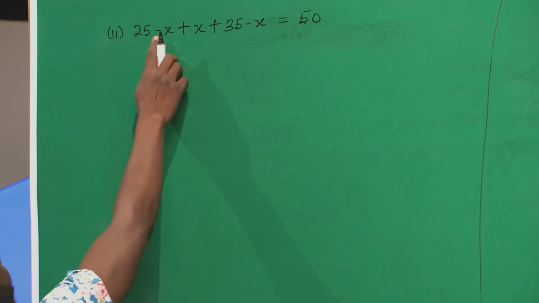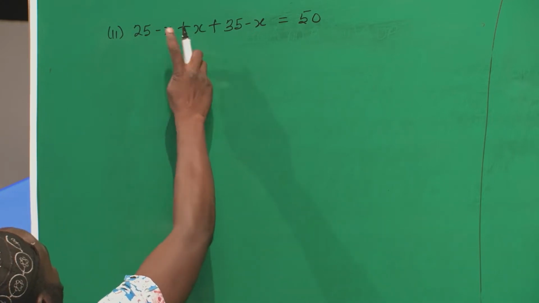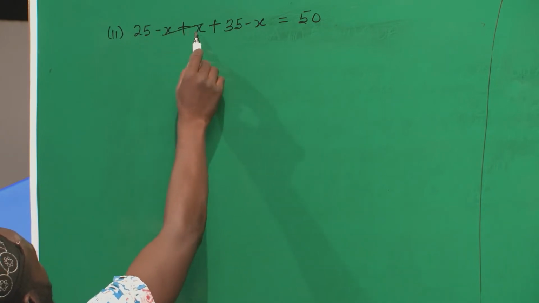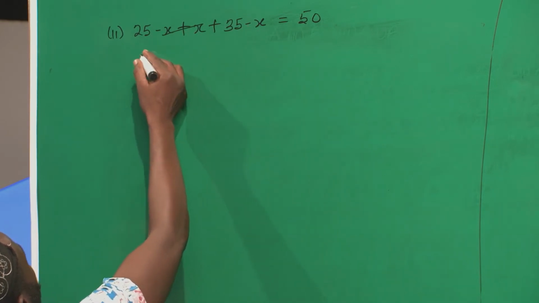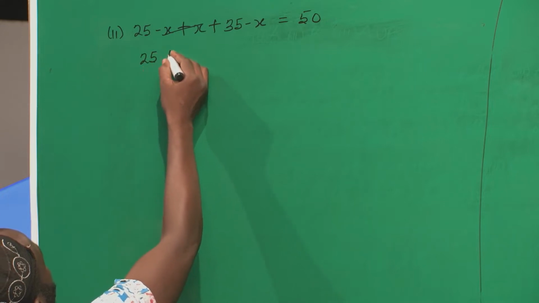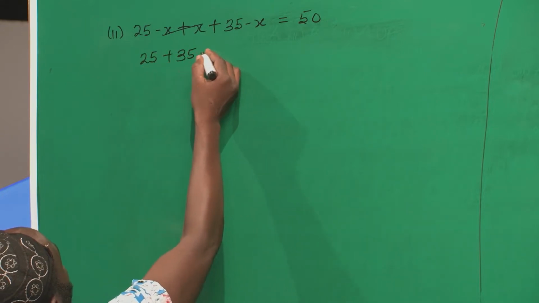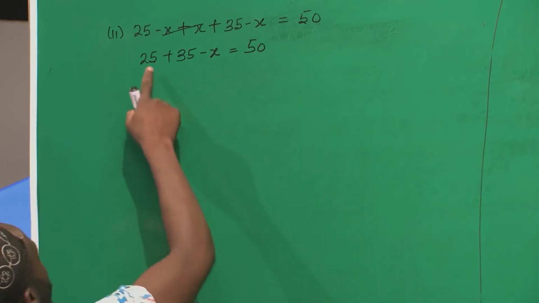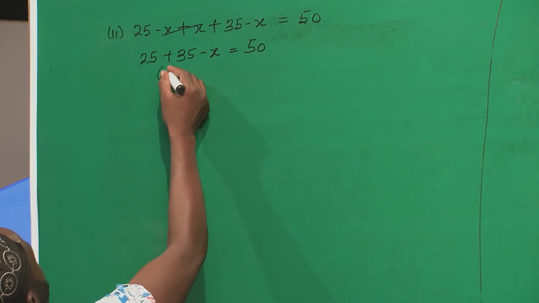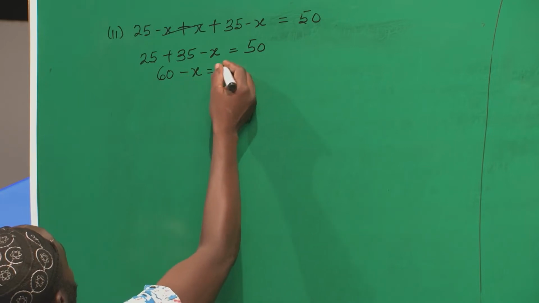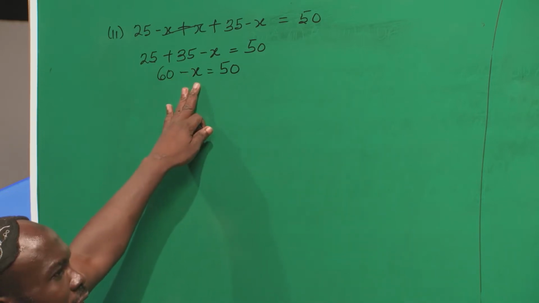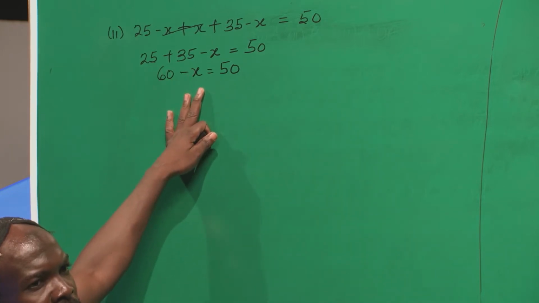Okay. So if I have minus X plus X, it will cancel itself. I'm owing 1, I go and pay 1, zero. Cancel itself. So we have 25 plus 35 minus X is equal to 50. Okay, let's add this, we have 60 minus X is equal to 50. Now we group like terms. The number should cross to the other side, leaving the letter. That is what we mean by grouping of like terms.